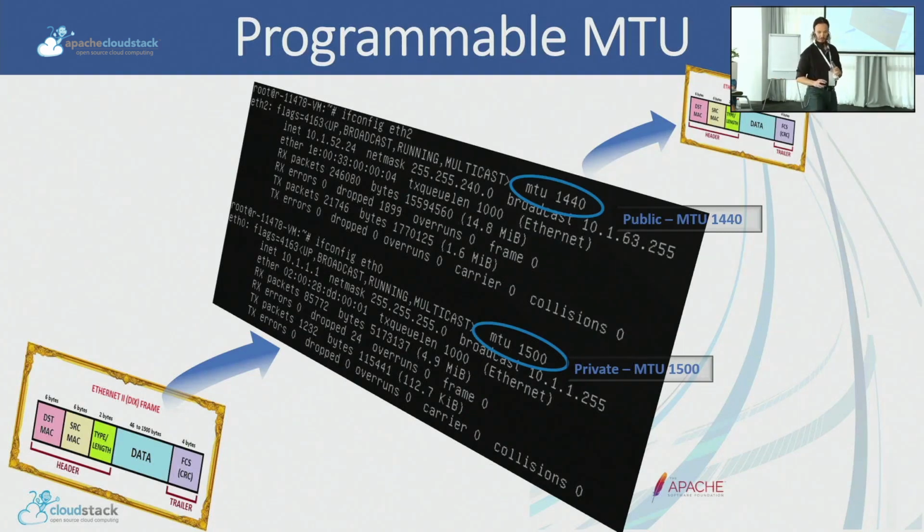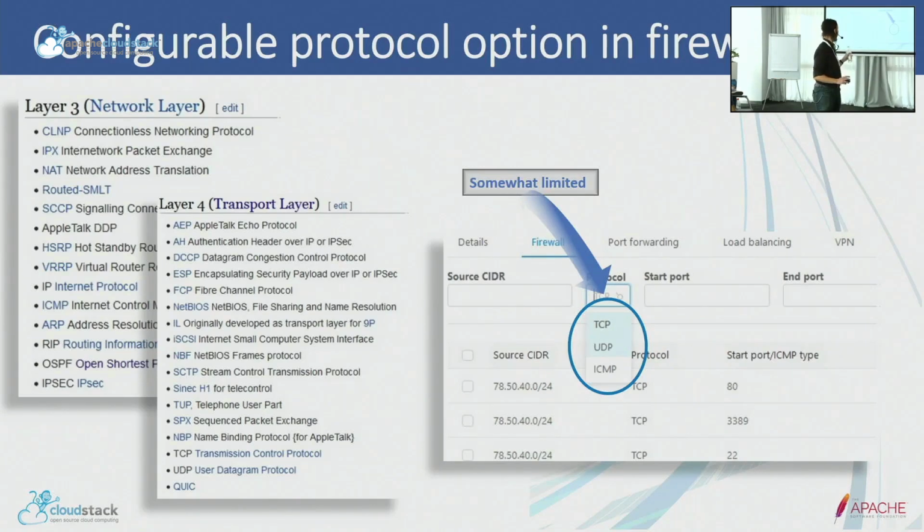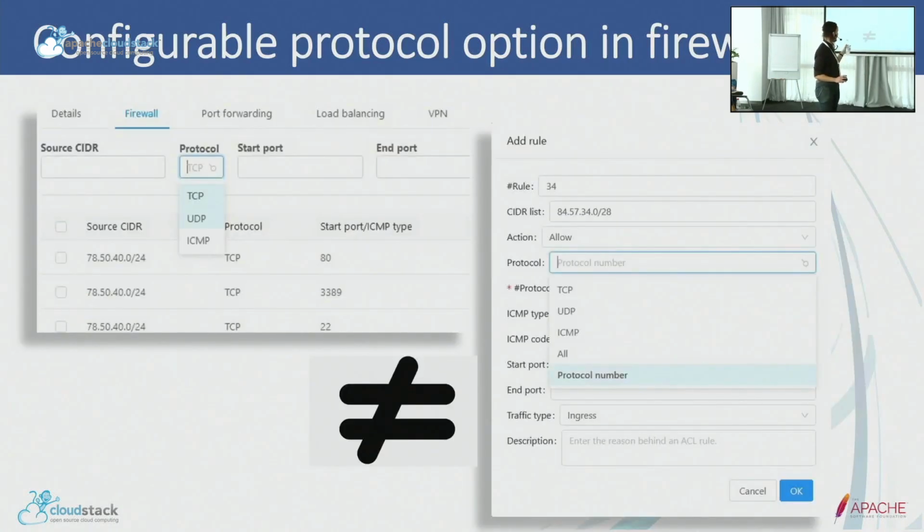Another feature that we are working on is the configurable protocol options in firewall rules. Right now, the isolated network firewall rules are very limited. Just TCP, UDP, and ICMP. And another sticking point there is that it's very different from what you can do with a VPC. In a VPC, you have much richer protocol options. So that's something that is being worked on to bring those two together, to enable more protocol options in the isolated networks and make the VPC a bit more user-friendly. That's quite clunky the way it is. So that is a little bit of a barrier for end users to use those firewall rules in VPCs.